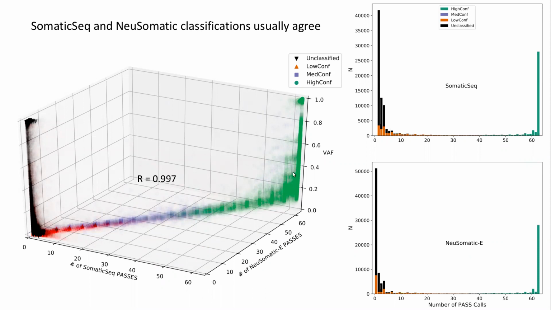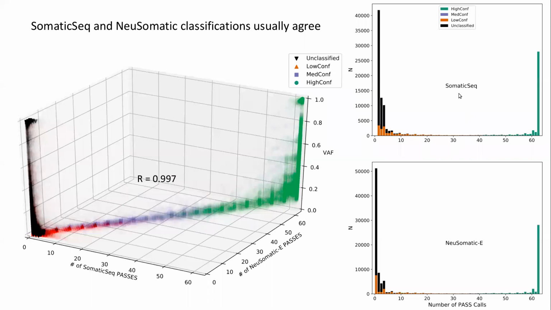And it's almost always on a diagonal. And if you look at their Pearson's R, it's almost 1, it's 0.997. That means if a variant is classified a certain way by SomaticSeq, it's almost certainly classified the same way by NeuSomatic, even though those are two totally different algorithms and actually use slightly different training data sets. SomaticSeq is trained on each sequencing center, whereas NeuSomatic is trained with all of the sequencing centers combined.